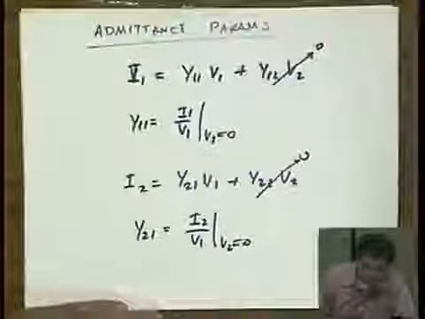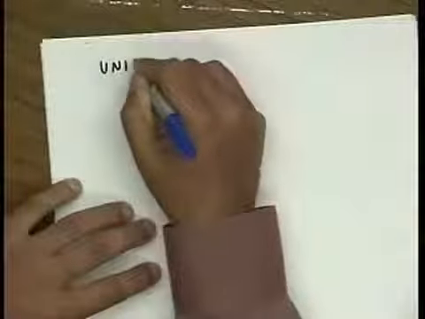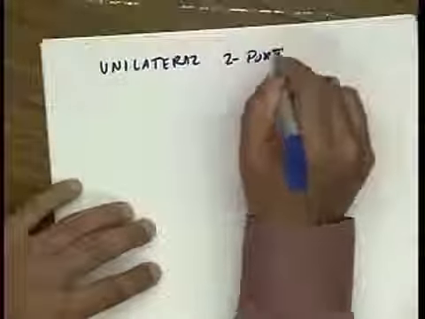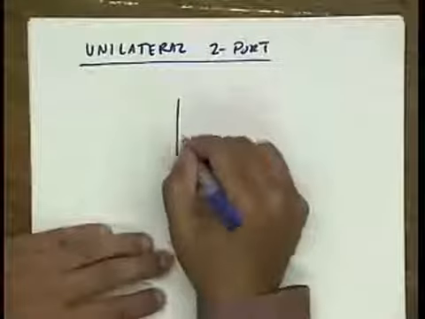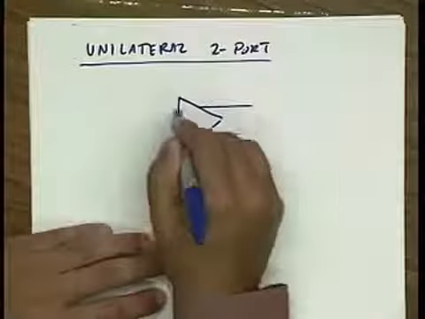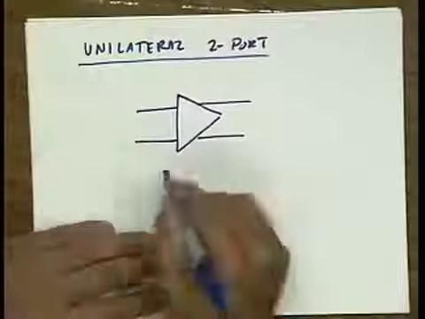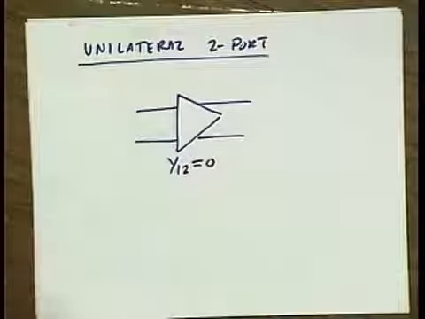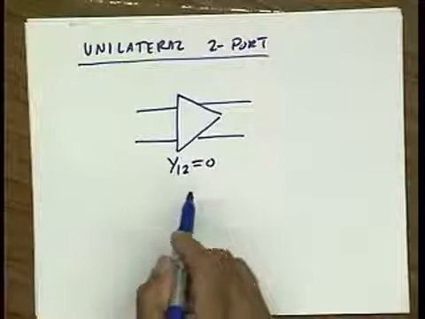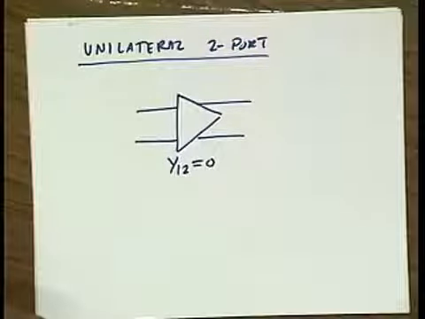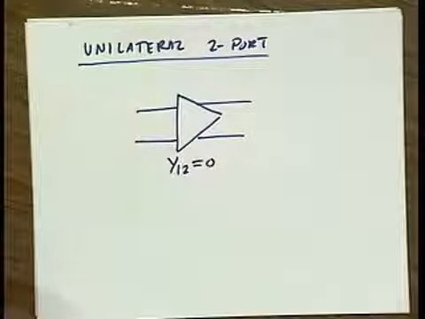Okay. Now, an important concept is a unilateral two-port. And the way we usually draw a unilateral two-port is instead of a box, with a triangle. And we define a unilateral two-port as one where Y12 is equal to 0. Or equivalently, if we're using Z parameters, Z12 would be equal to 0. Or H12 would be equal to 0. Or G12 would be equal to 0.